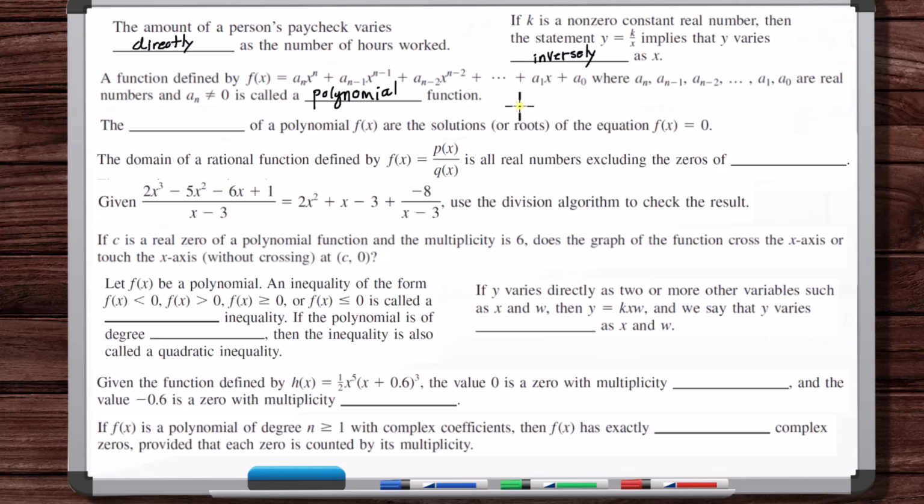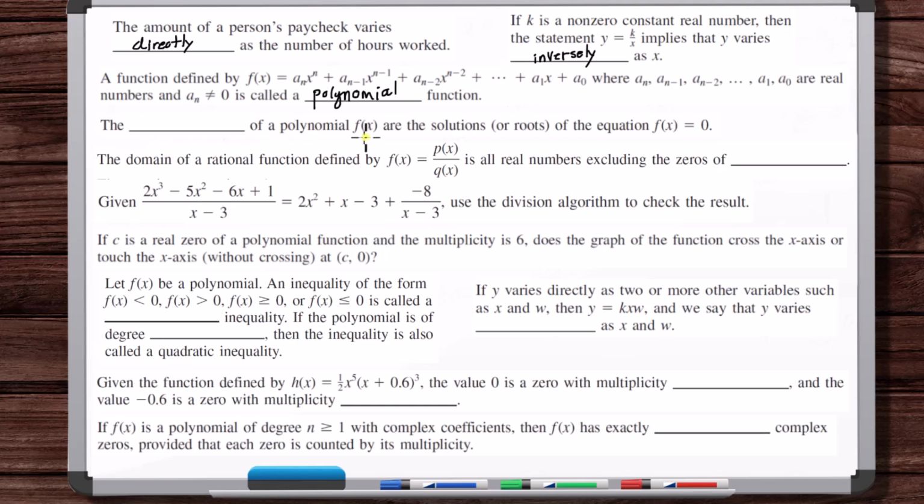You can have a monomial, a one-term polynomial, but in general, if you have a sum of terms, and every single term contains a constant coefficient, which could be non-real but we usually think about as real coefficients, multiplying an x to a positive integer power or 0, then that's a polynomial.